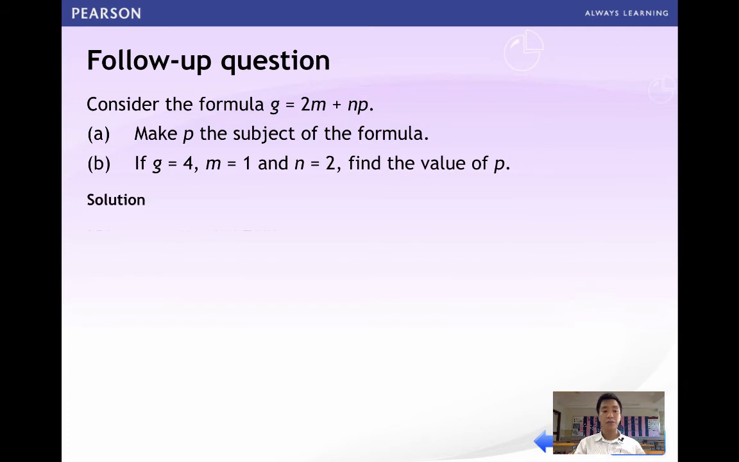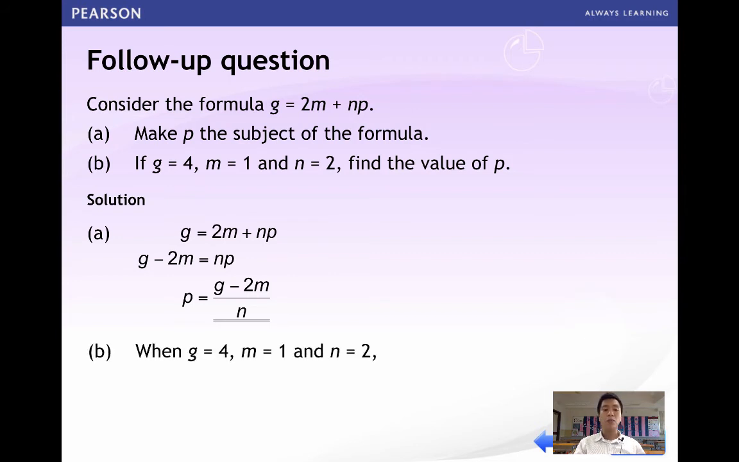For part A first. Part A, we try to transpose the plus 2m to become negative 2m. So g minus 2m equals to np. And still we have n on the right-hand side. We divide n on both sides. So we get p on one side. So p is actually equal to g minus 2m over n.